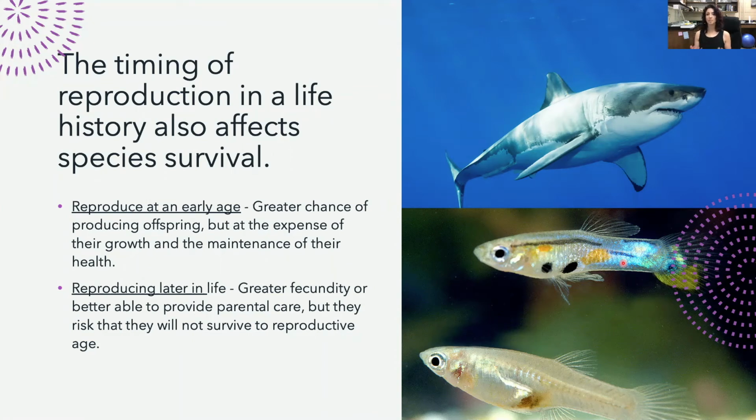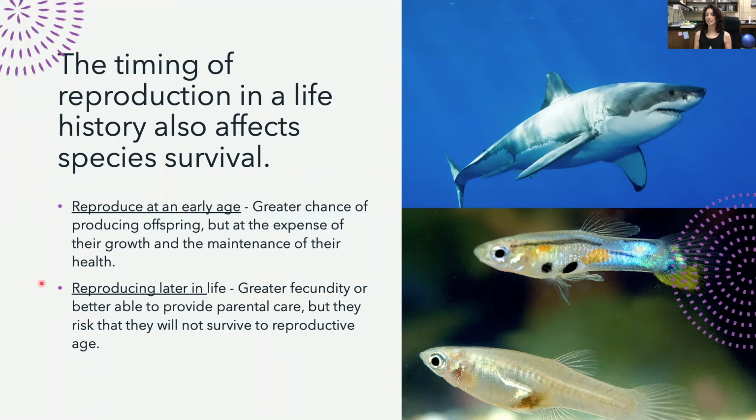If you are an organism that reproduces at an early age, there's a greater chance of producing more offspring, but this is at the expense of their individual growth and maintenance of their health. So for example, small fish like guppies use their energy to reproduce rapidly. But because they're constantly reproducing, they never attain the size that would give them defense against some predators. And therefore, they remain small because they are dedicating their energy budget to increasing their fecundity and having more offspring.